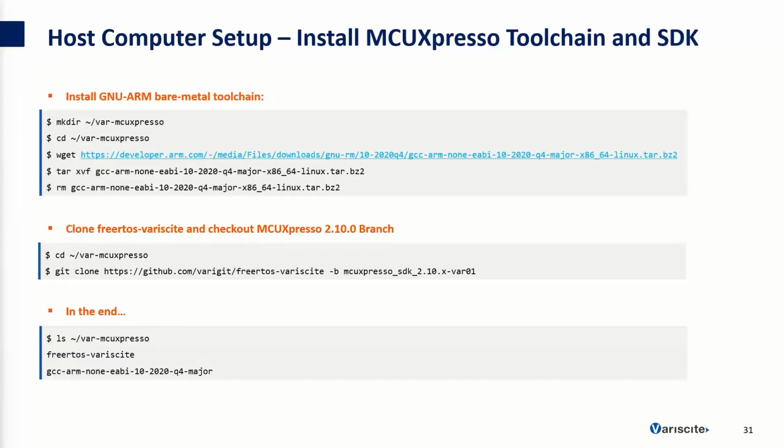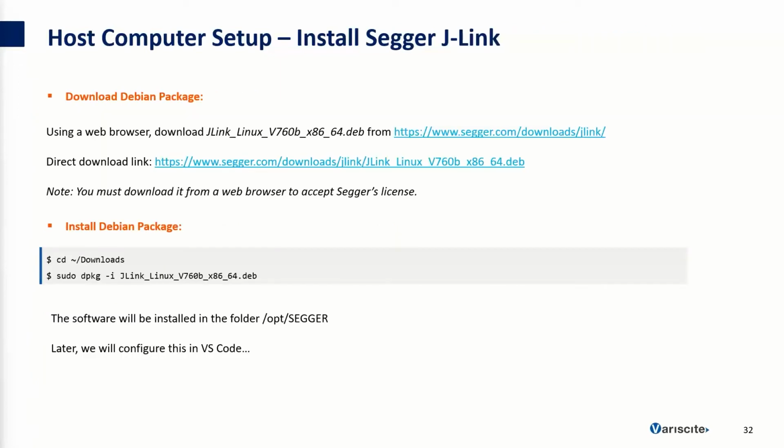Okay, after installing the toolchain and SDK, the next step is to install the Segger J-Link package. This package is required to use the USB J-Link debugger. Since you have to accept Segger's license, you'll need to follow the link here or on our wiki using a web browser to download it. And then after downloading it, you can manually install the Debian package as shown by the example here.